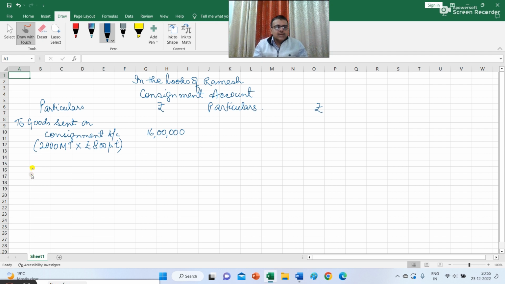Now Ramesh incurred for freight and insurance rupees 20,000. So I have to write here consignment account debit to bank account, and the amount spent for freight and insurance, and the amount is for rupees 20,000. Now it is said that during transit 500 metric ton of goods was destroyed.